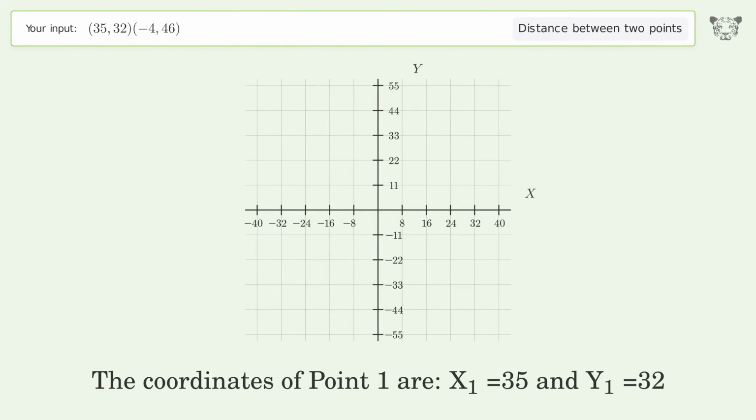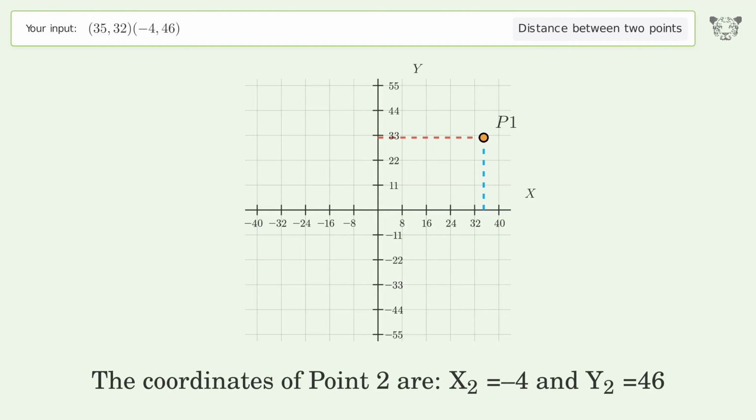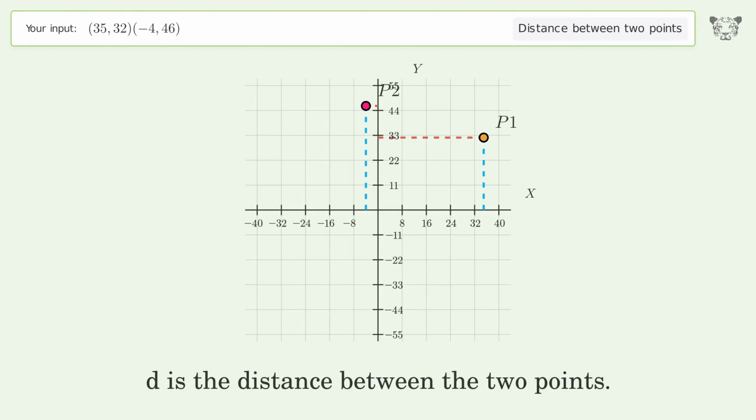The coordinates of point 1 are, x1 equals 35 and y1 equals 32. The coordinates of point 2 are, x2 equals -4 and y2 equals 46. D is the distance between the 2 points.